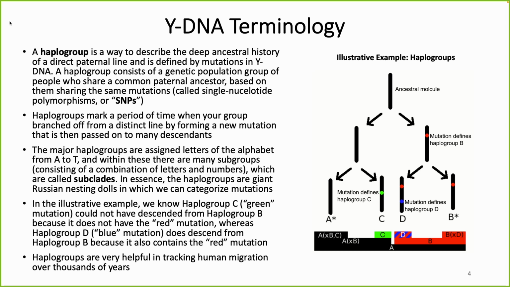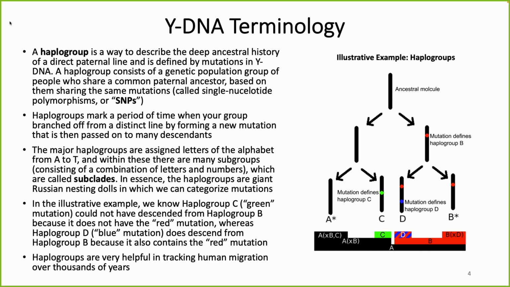And there are major haplogroups that get the letters A through T. And then there are sub-branches, sub-haplogroups. We call them subclades. Those are just sub-branches within a major haplogroup, and they have letters and numbers that characterize them. So I want to turn your attention to the right-hand side of the slide, which really provides a very simple, illustrative example of what we're talking about when we talk about haplogroups.